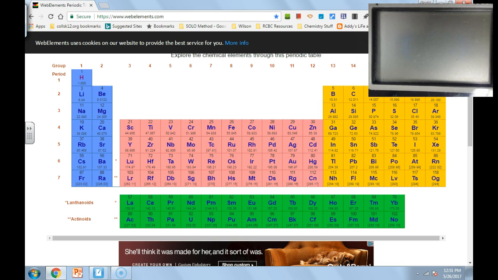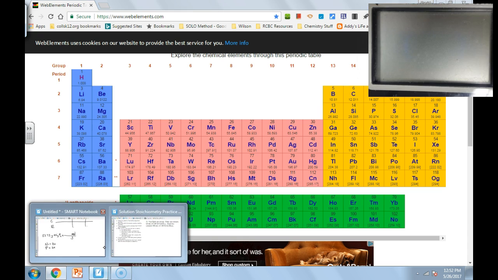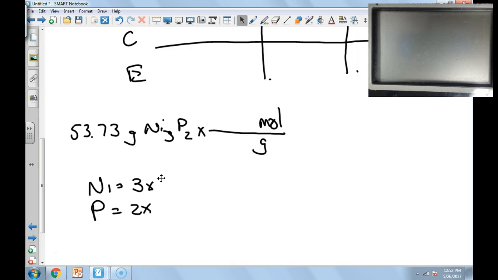So nickel's right here, and that says 58.693, and phosphorus is 30.974. Okay, so let's make sure that we get that. So nickel is 58.693 and phosphorus is 30.974.